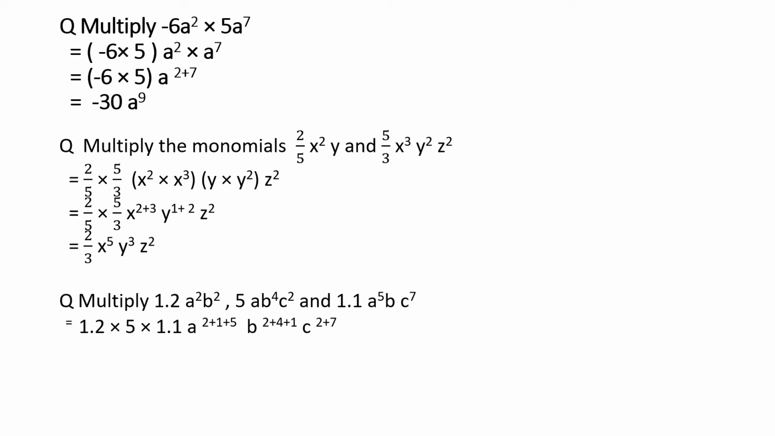Now 1.2 into 5 into 1.1 will become 6.6. So the multiplication of 1.2 into 5 into 1.1 is 6.6, a raised to power 8, as 2 plus 1 plus 5 is 8, b raised to power 7, and c raised to power 9.